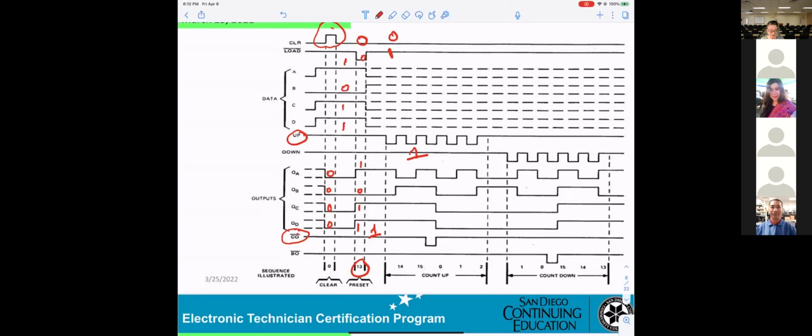Now you can see up here, you see going up. Okay, you can get QA equal 1, QB equal 1, QC equal 1, and 1. They're telling you when the output reaches number 15, 1, 1, 1, 1, then they go low. That's what we're talking about, handshaking.